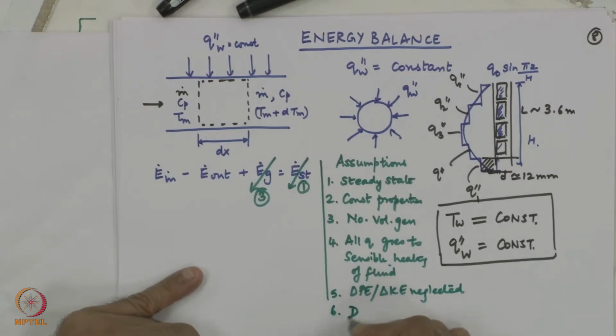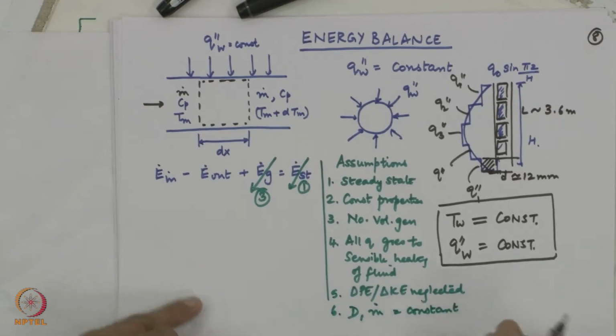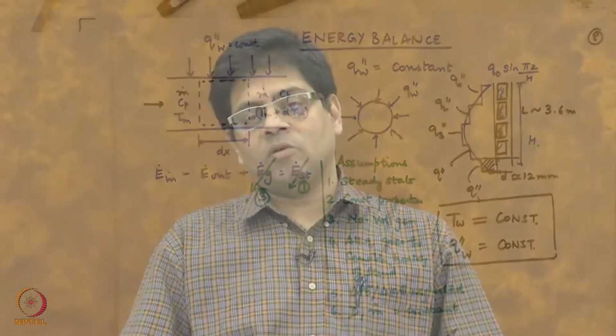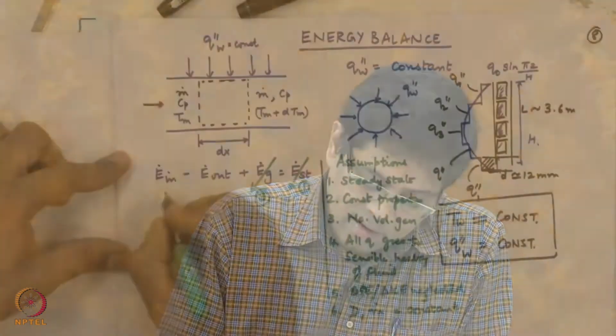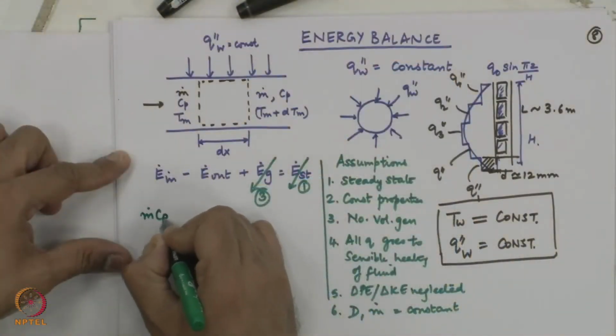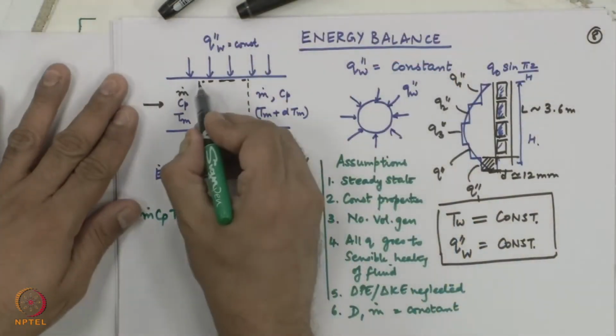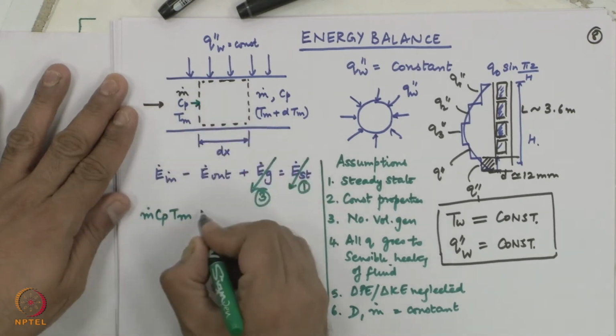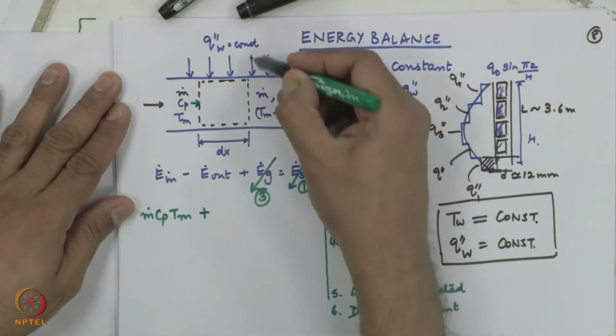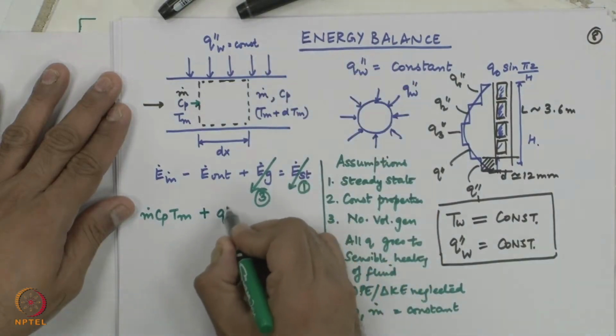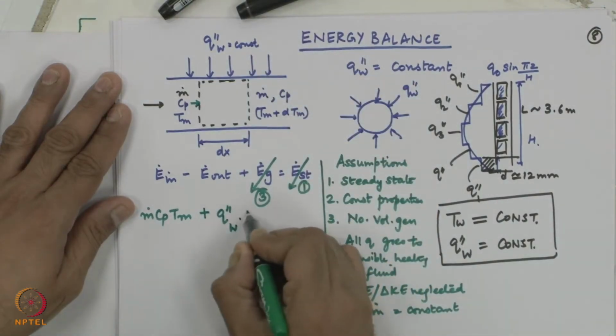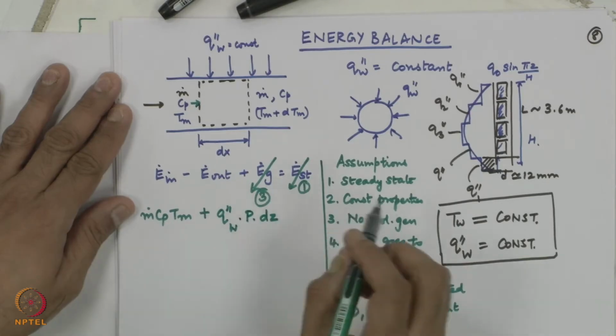Other thing, diameter and m dot are all constants. So, it is not a diverging channel or there is no sudden reduction in the mass flow rate. Whatever comes in through the circular pipe of constant diameter d, same is the dimension at the exit plane. So, keeping this in mind, I can write m dot Cp Tm, this is the energy coming in. Energy is also coming in because of heat transfer through the wall: heat flux q double prime times perimeter times dz.